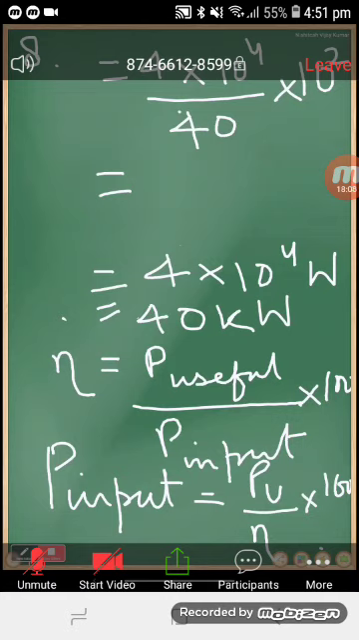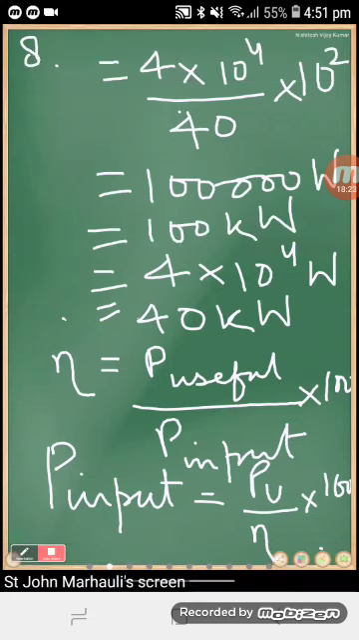That is, this will be your 100,000 watt, or you can convert it into 100 kilowatt. All right. So if you have a problem, you can do it from here, and this is how you are getting it. So this is what we are doing.